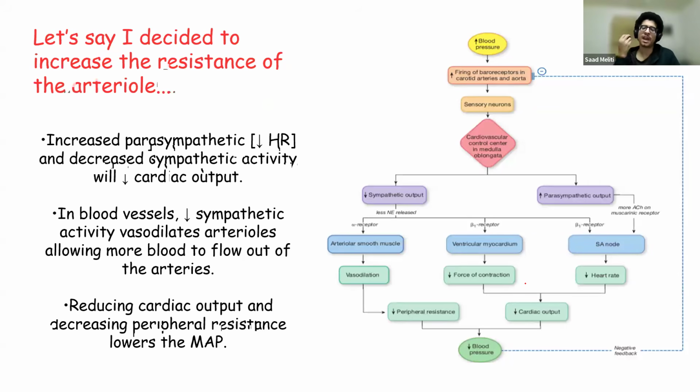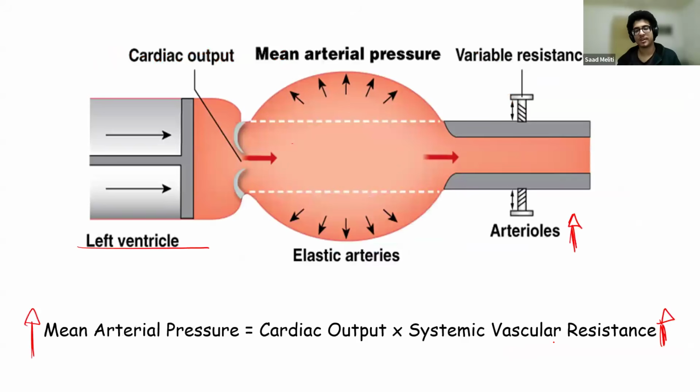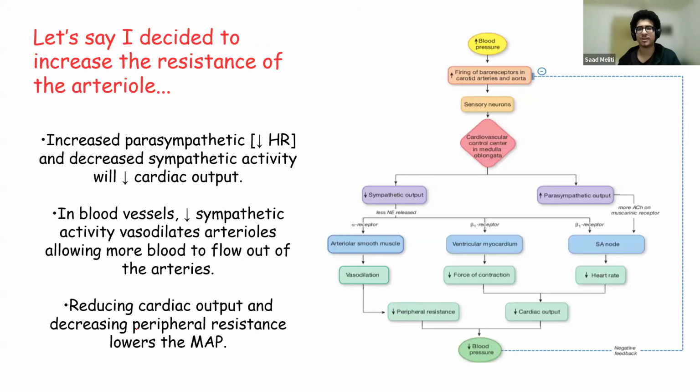We have baroreceptors, for example, in the aorta. These baroreceptors recognize increases or decreases in pressure. So when we increase the systemic vascular resistance and the mean arterial pressure, the baroreceptor is going to see this and recognize that we have a high blood pressure. And what does the body want? It just wants to decrease this blood pressure and bring it back down to normal.